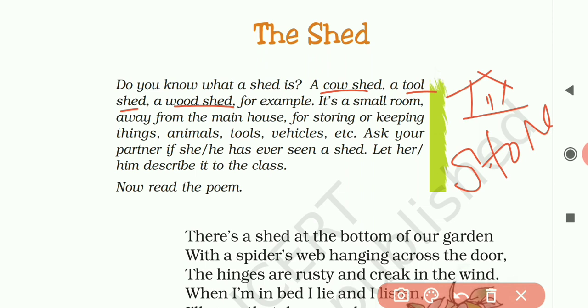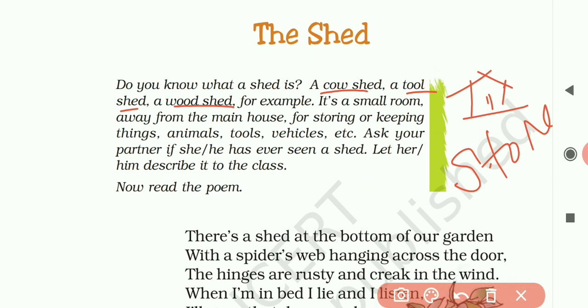Okay, and you must be having a storeroom in your house. Those who are living in the quarters may not have a storeroom, but those who have their own houses in Parasia or Chanameta or here in your own locality, you must be having a storeroom or storehouse. So such a place is called a shade, right?